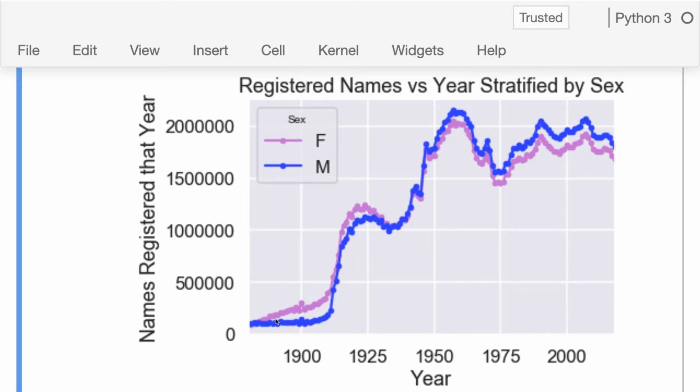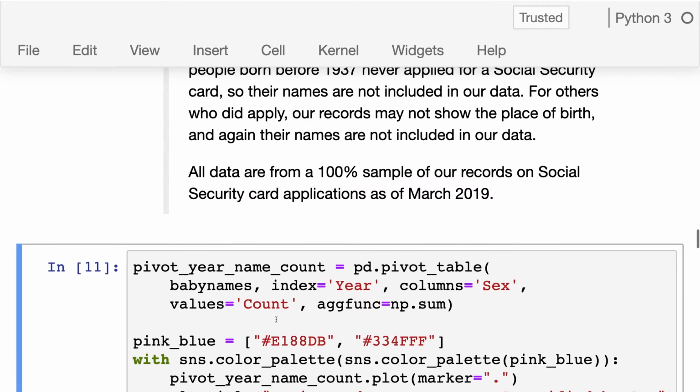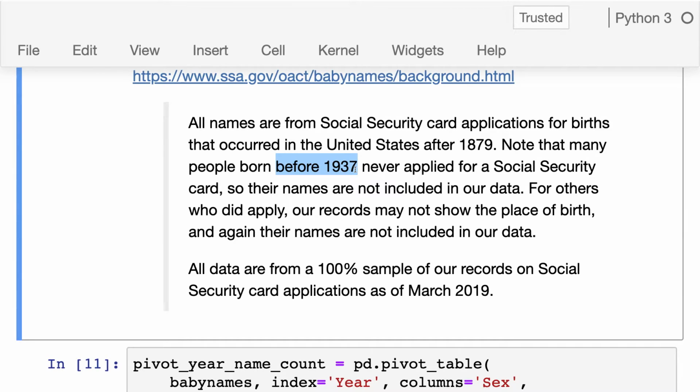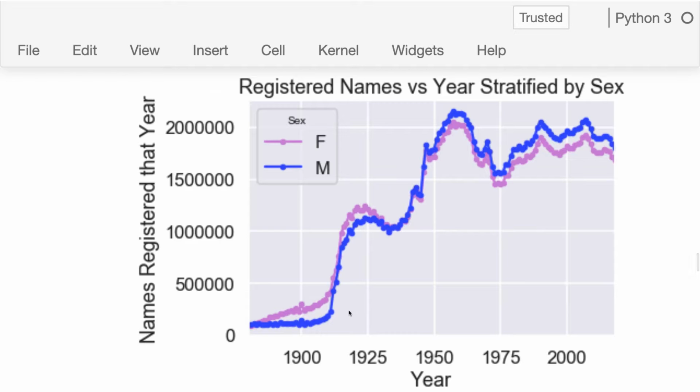There could have been, I don't know, maybe the government just told everyone to stop having babies for 10 years. We can actually find out by going back to the data description and finding out that many people born before 1937 never applied for a Social Security card because Social Security didn't exist until somewhere around the early 1900s. So they kind of backdated this data, and because of that, there are some people here that are missing, right? So there are many reasons for patterns in the data. Some of them you may guess and get right, but other times you may guess and get wrong.